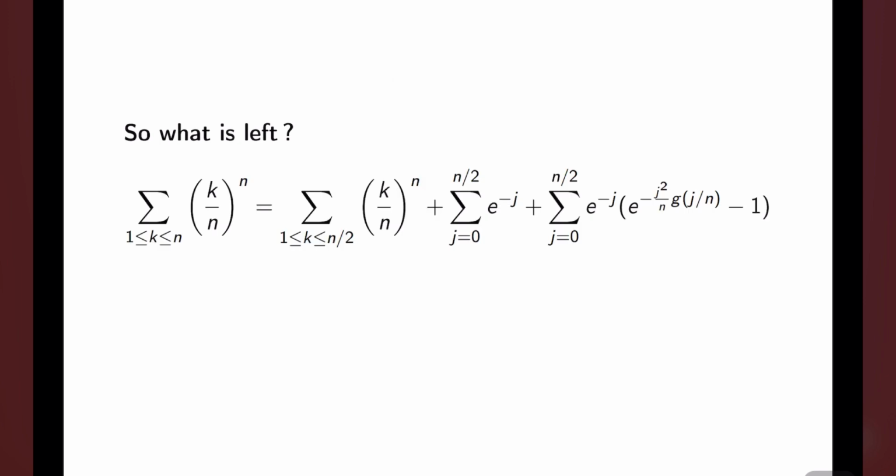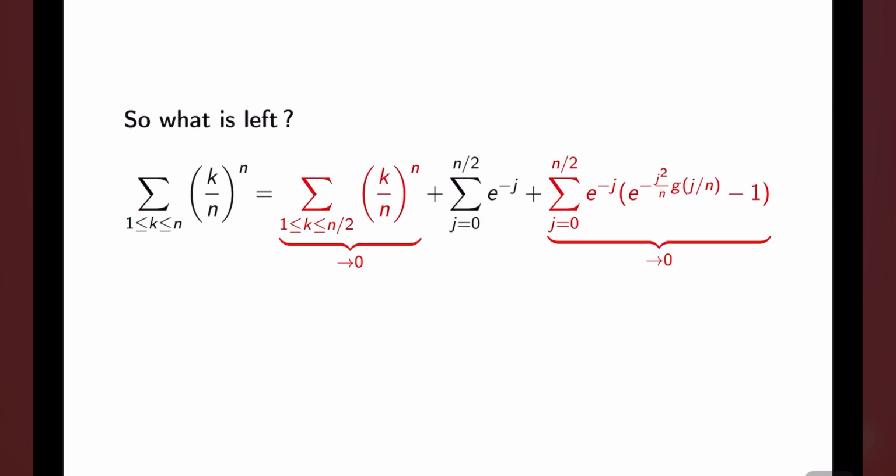So at the end, what is left in this whole sum? Well, I just separate my sum into 3 terms. I just separate the case when k is between 1 and n/2. We know that this is close enough to 0. Plus the sum from j equals 0 to n/2 of exp(-j), plus a certain sum which we just computed before. Everything that we've done shows that the first and the third term, they go to 0 as n goes to infinity.